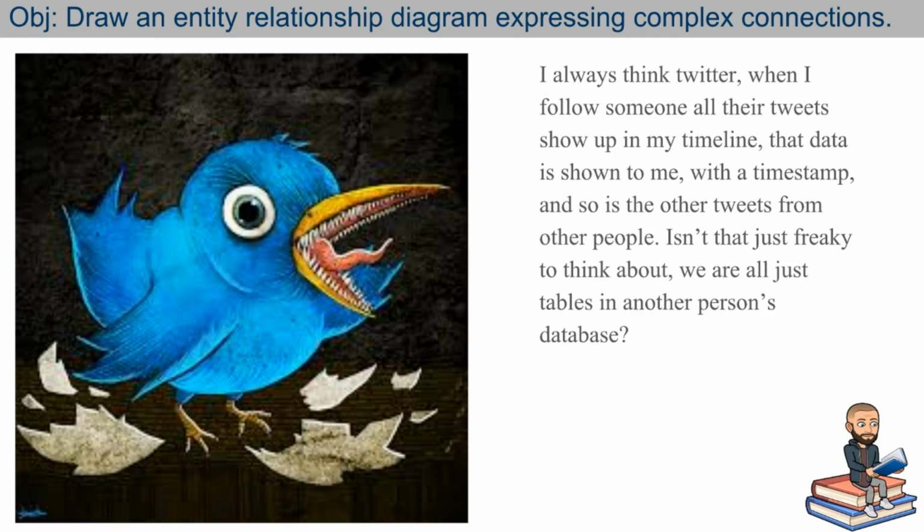When I follow someone, all their tweets show up in my timeline, specific to me based on all the people I follow. And to help with organization, there's a timestamp on there, so that's probably how Twitter is determining what order to show me these other people's tweets. And if everybody has this unique Twitter profile, think about that. It's a little freaky to think about that we ourselves are just tables in another person's database.